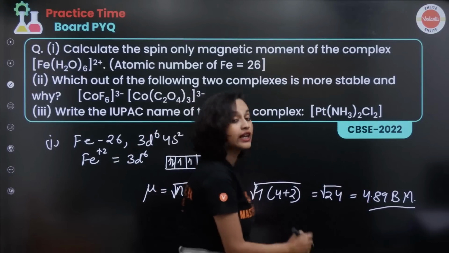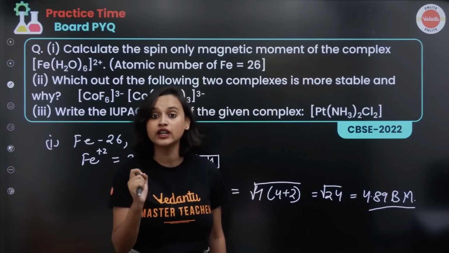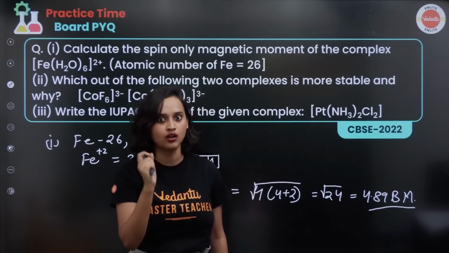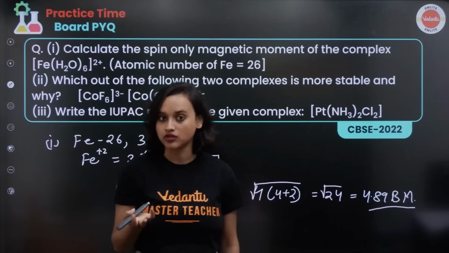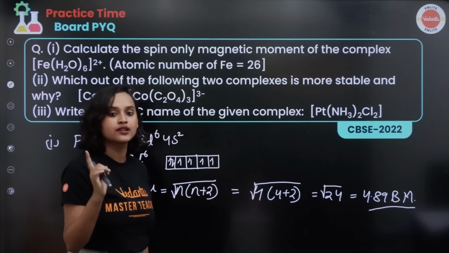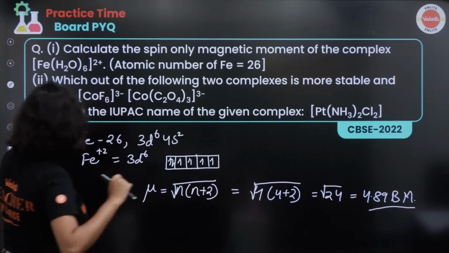Bohr magneton, okay? Don't forget the unit, guys. Do not forget the unit at all, because unit always carries at least half marks. You will lose out on marks. Always remember the unit. Anyway, moving on to the next question.